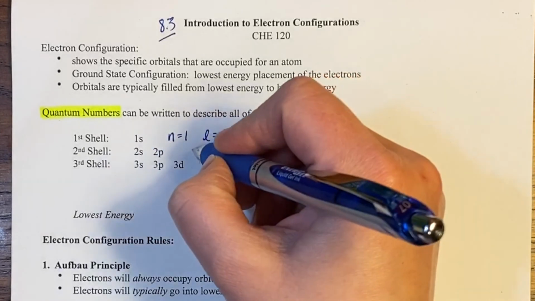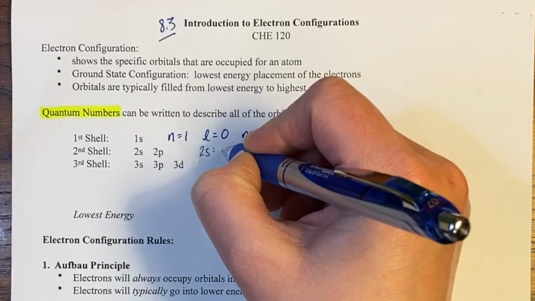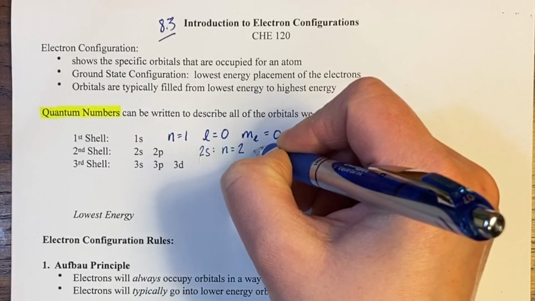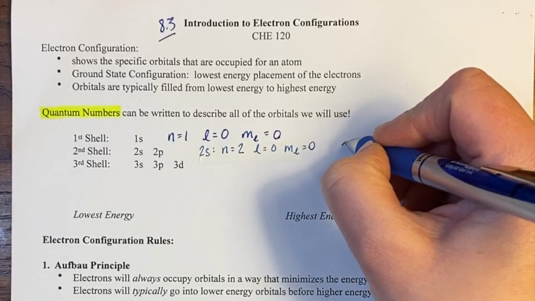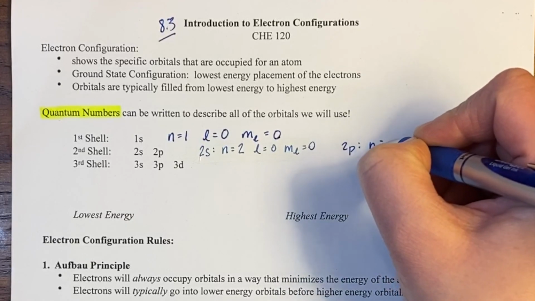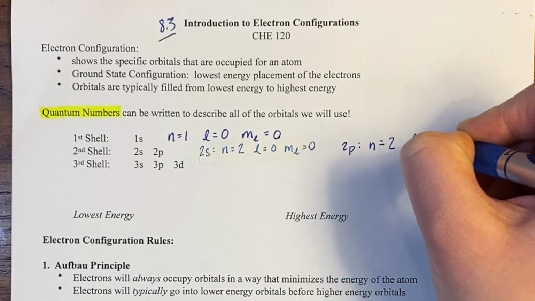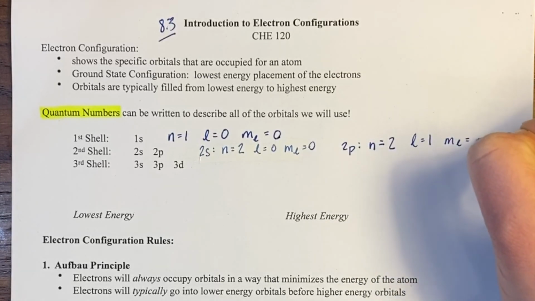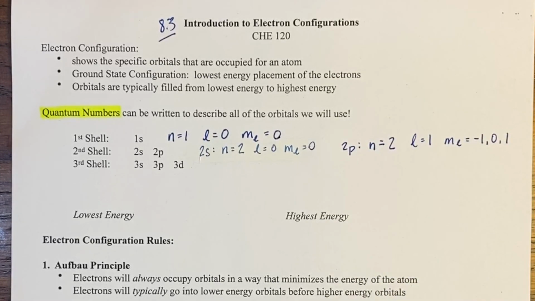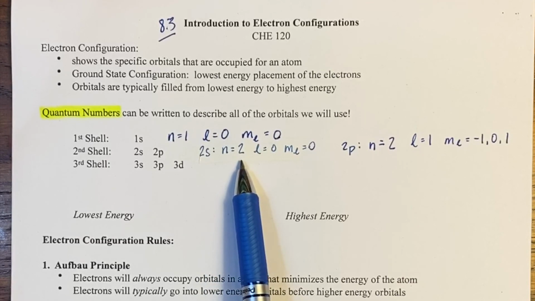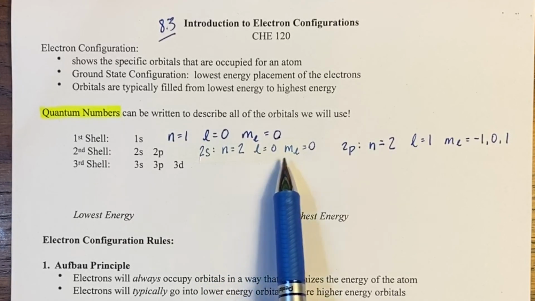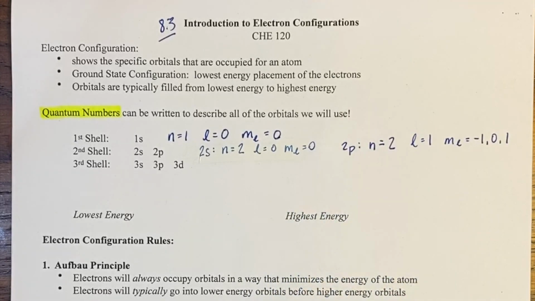For the 2s orbital, that's going to mean that n is 2, L is 0, m sub L is 0. And for the 2p orbital, n is 2, L is 1, and m sub L can be -1, 0, or +1. So as I look at all these possible quantum numbers for the second shell, my first set of quantum numbers describes a single 2s orbital that will hold 2 electrons. n tells us it's in the second shell, L equals 0 tells us it is an s orbital, and m sub L tells us that there's just one of those s orbitals.